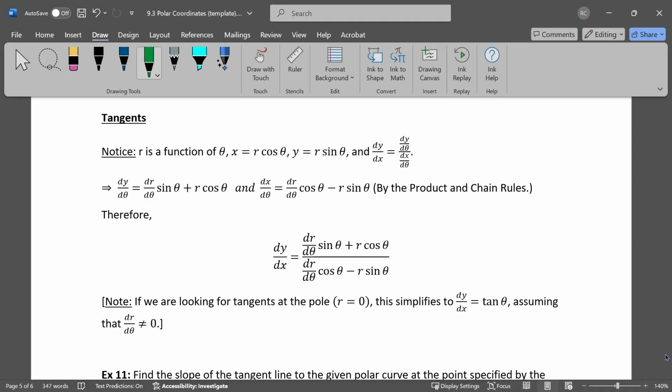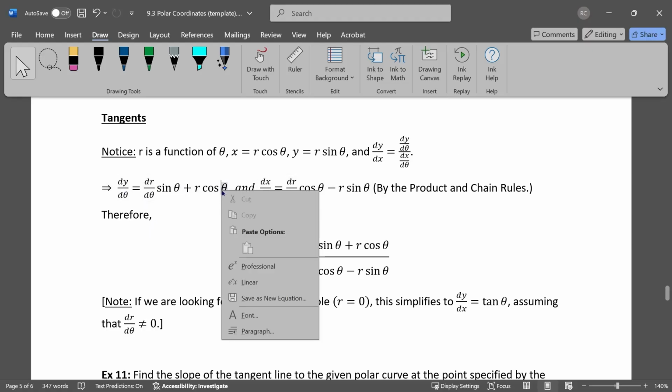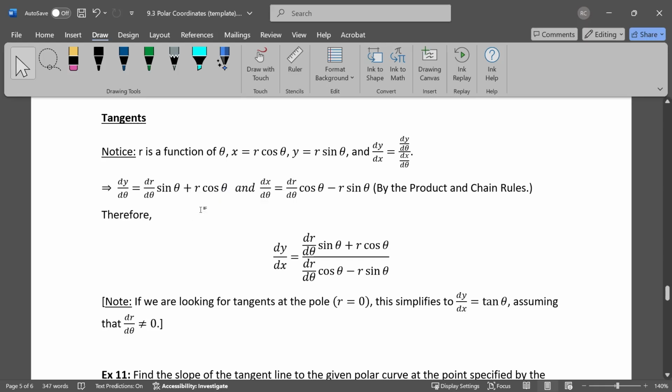Okay, so notice that r is a function of theta, x is r times cosine of theta, and y is r times sine of theta. And we know from parametric equations that dy/dx is dy/d theta divided by dx/d theta, right? That's the same thing. So we can solve for dy/d theta as dr/d theta times sine of theta plus r cosine of theta. That's just the product rule here, right?